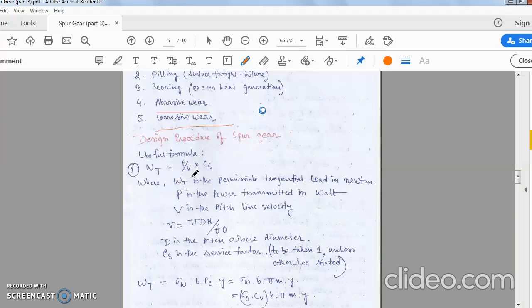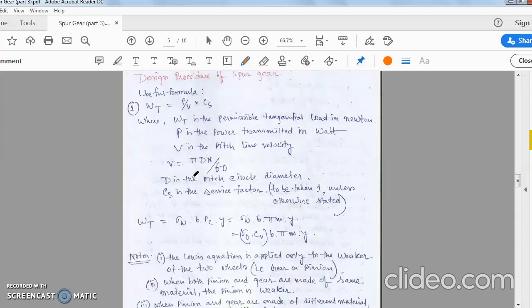Now, CS is the service factor. This is often given for more safety in the design of the gear tooth. So the expression is WT equals P by V into CS. If CS is not given in the numerical question paper, you can assume it as 1. Unless otherwise stated, you can assume CS as 1. WT you can also get from the relation sigma W into B into PC into Y, so sigma W into B into pi M into Y.